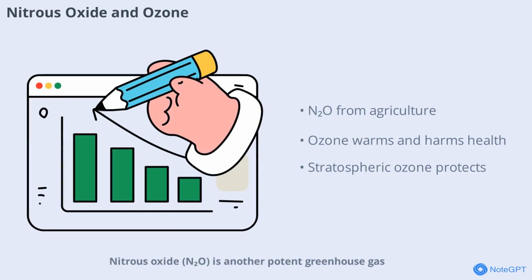Nitrous oxide, N2O, is another potent greenhouse gas, with a long atmospheric lifetime and high global warming potential. It's released mainly from agricultural soils, fertilizers, and livestock manure. Tropospheric ozone, O3, formed by reactions of pollutants in sunlight, is both a greenhouse gas and a harmful air pollutant. While stratospheric ozone protects us from UV radiation, ozone near the surface contributes to warming and health risks.